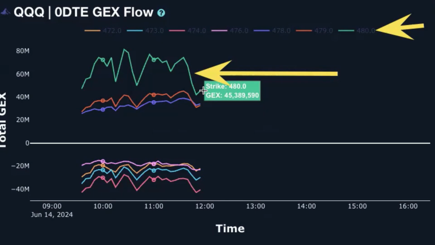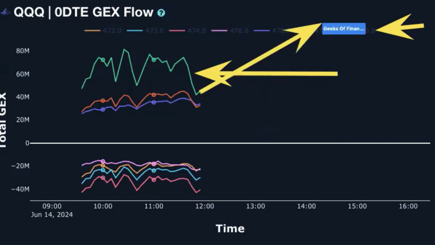This is the one I would be paying attention to from a probabilistic standpoint. The 480 line here, if we start seeing this accelerate into the end of the day above all the rest of the strikes, that could indicate an increased probability for a move into that 480 strike. So that's what we'll be watching the rest of the afternoon.